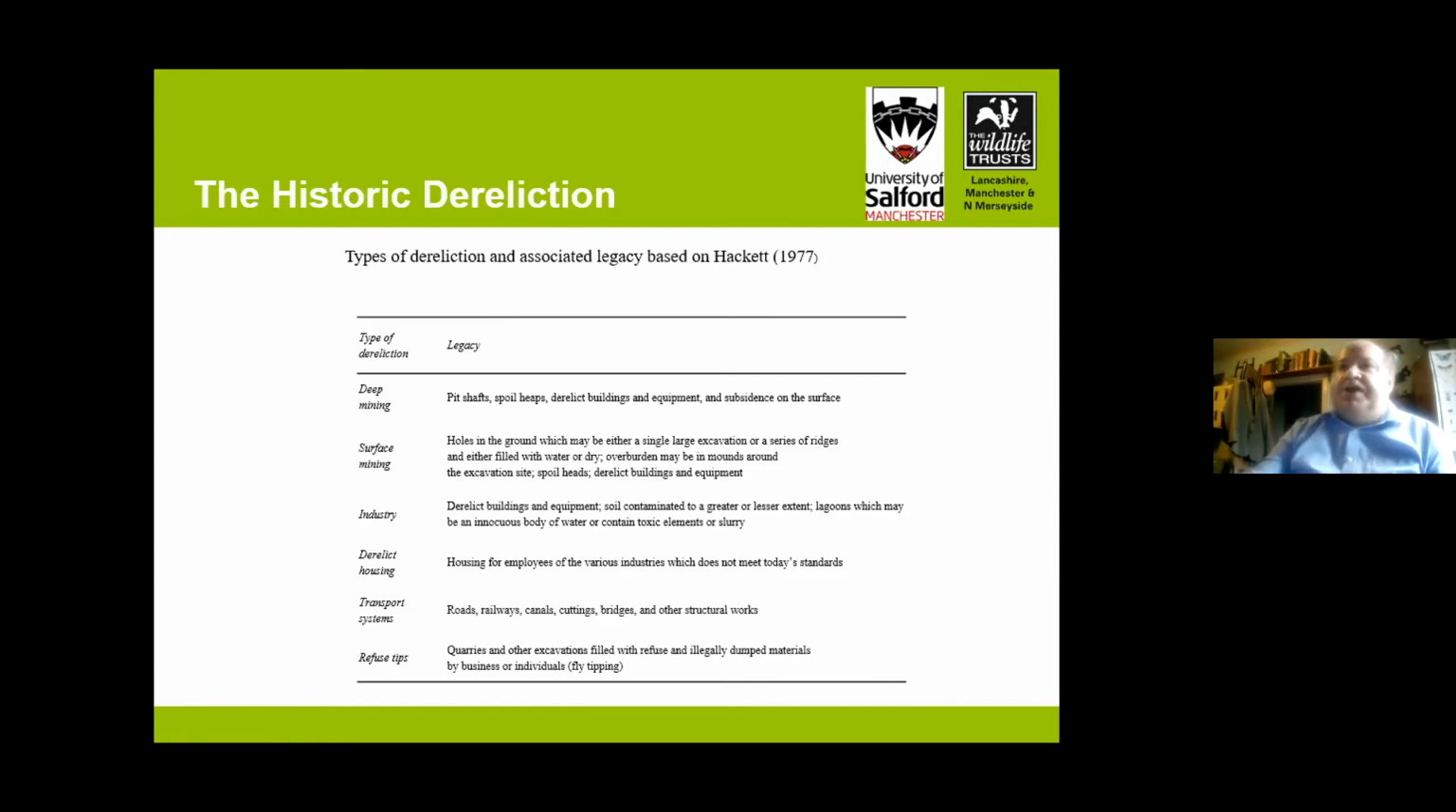About 60% of the Wigan Borough is green because of its post-industrial background. But this land has a range of types of dereliction. It's still got pit shafts. The old pre-1950s mining didn't require that all the pit shafts were accurately mapped. So you still find old ancient pit shafts.